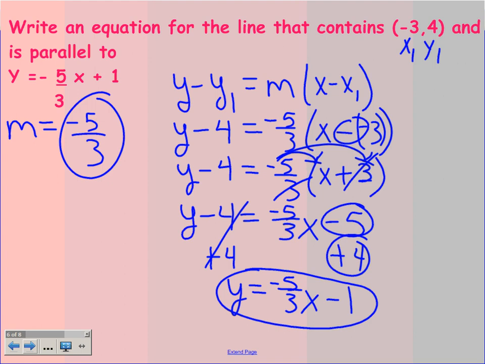Not only is it parallel, because we know if the slope is the same, it's going to be parallel, but it also goes through the point -3, 4. So in other words, if we went back and substituted that in, then that would work. It would go through that particular point.